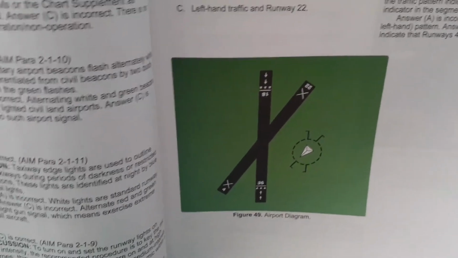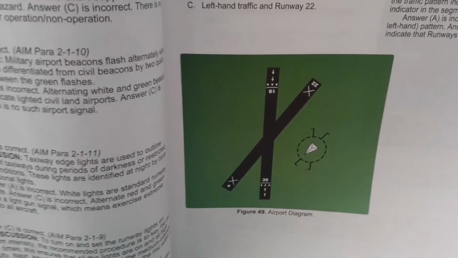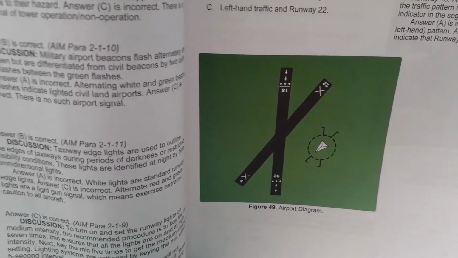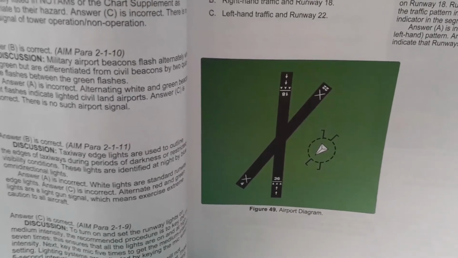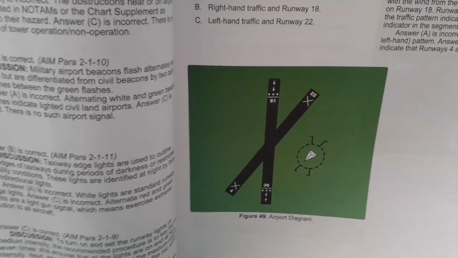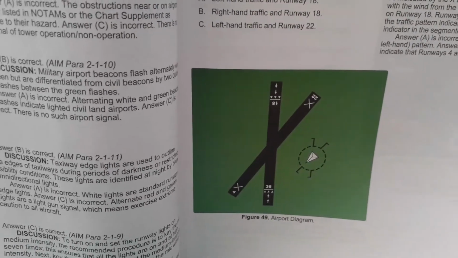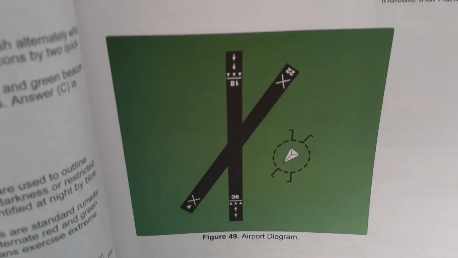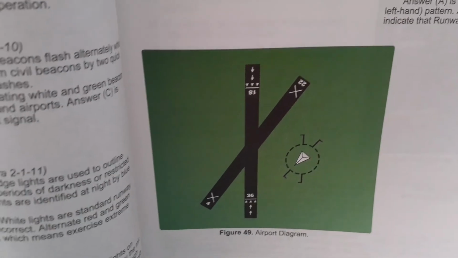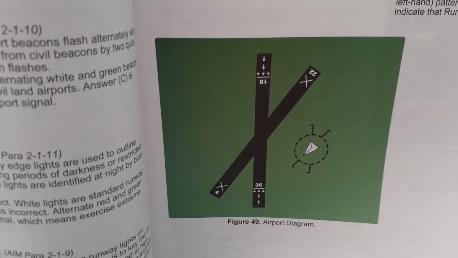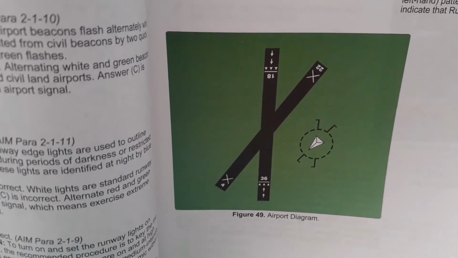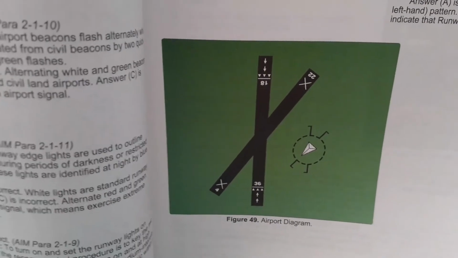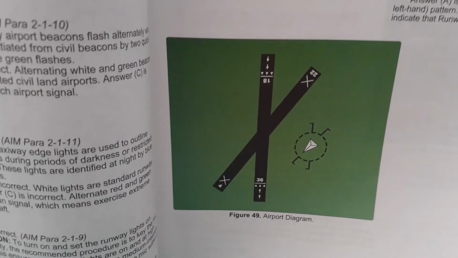Question 20. A lighted helicopter may be identified by A, green, yellow, and white rotating beacon, B, flashing yellow light, or C, blue lighted square landing area. Question again. A lighted helicopter may be identified by A, green, yellow, and white rotating beacon.